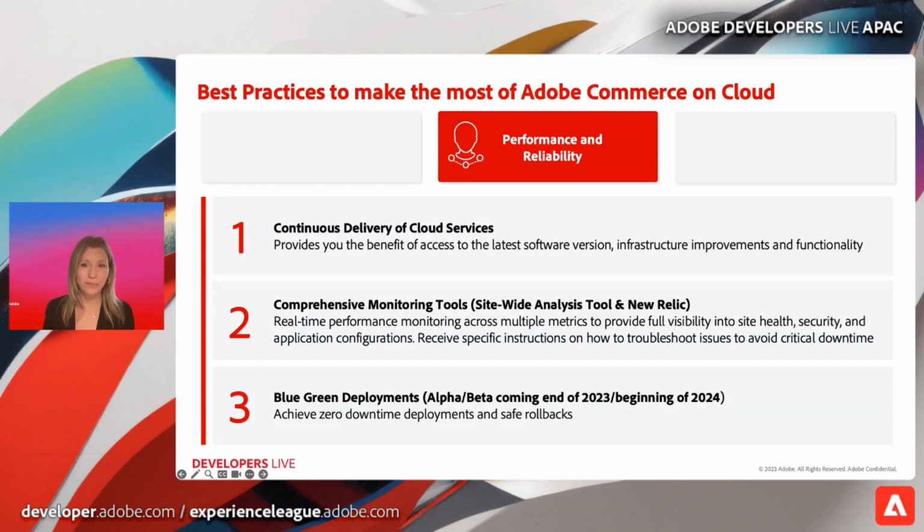A third top tip to leverage Adobe Commerce on Cloud, but that's more of an upcoming tip. So for the newer or future Adobe Commerce on Cloud adopters, just know that we will be offering soon blue-green deployments. So what are blue-green deployments? They allow for zero downtime and safe rollbacks, basically. So you can, with blue-green deployments, operate two separate but identical environments in parallel. So you can gain visibility into old and new environments for testing purposes and simple rollouts.